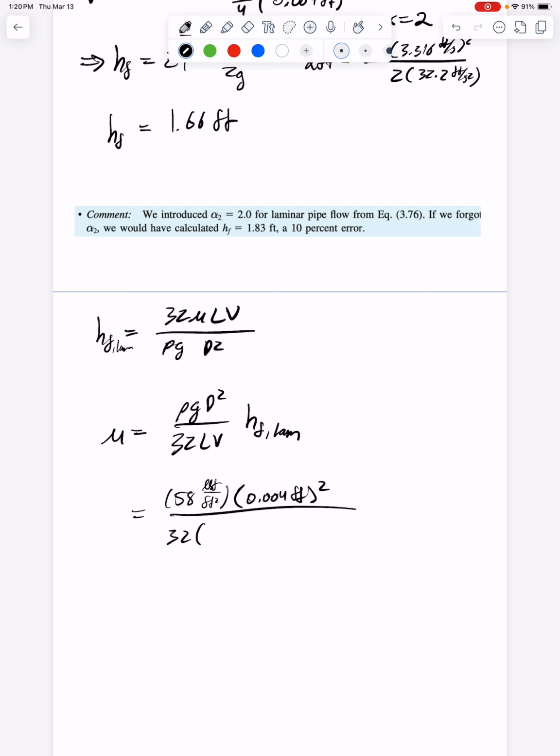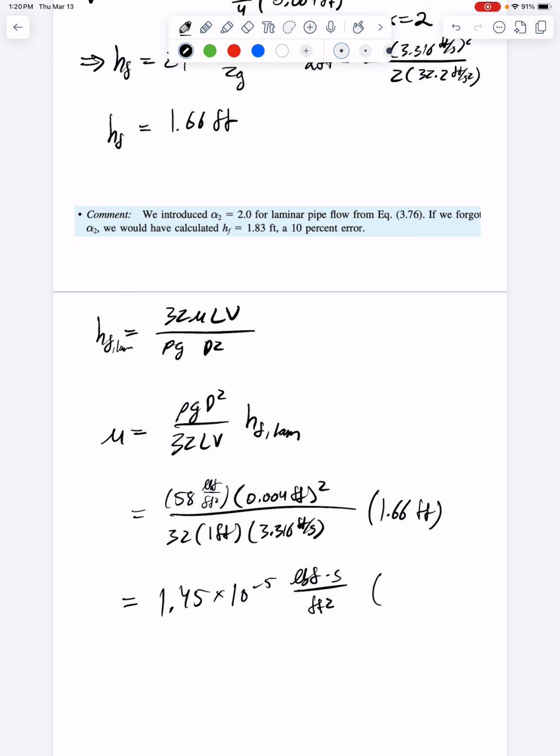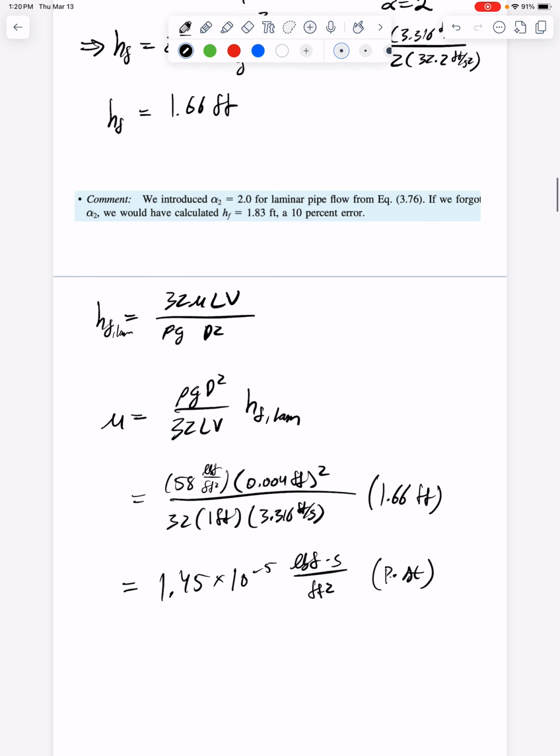Remember, L is the length of the pipe through which the fluid travels. The fluid does not travel in the reservoir, it only travels through the pipe. The pipe is 1 foot long, therefore L is 1 foot, times V, 3.316 feet per second. Head loss is 1.66 feet. Therefore, mu comes out as 1.45 times 10 to the negative 5 pound force times second per feet squared. This is basically in terms of pressure times time, which is the unit for viscosity.